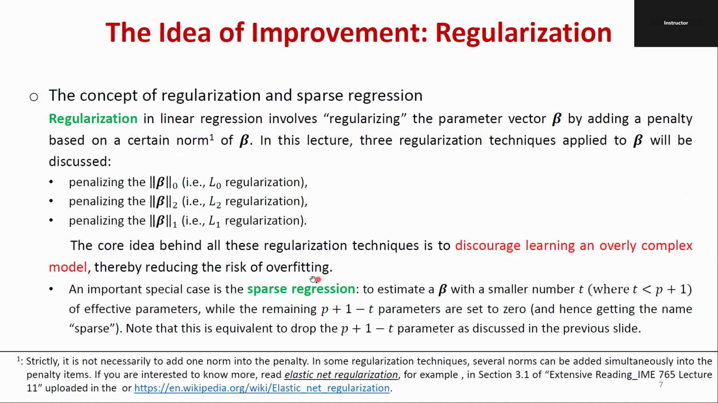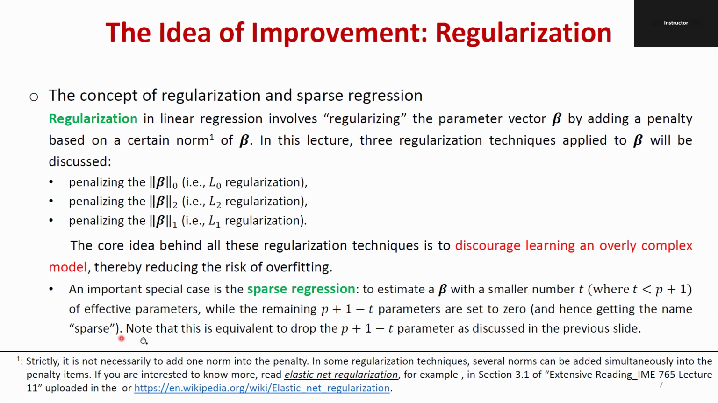An important special case here is sparse regression. Sparse regression means I want to estimate this beta with a small number t of effective parameters or features. So t must be less than p plus 1. Otherwise, if t is greater than or equal to p plus 1, what's the point? Because my original data already includes p plus 1 features or parameters. So sparse regression, by the name, means I want to make the number of effective features smaller, from p plus 1 to t. So the remaining p plus 1 minus t parameters will be set to 0 and hence vanish. That's why we call it sparse.